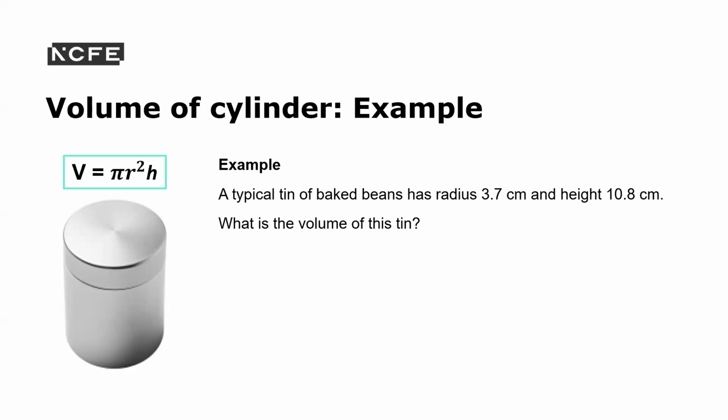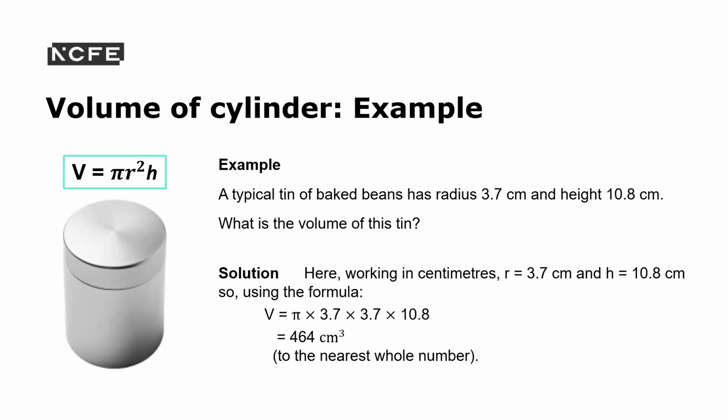Example: a typical tin of baked beans has a radius of 3.7 and the height is 10.8. What is the volume of the tin? So to work this out, working in centimeters, the radius is 3.7, that's from the center out. The height is 10.8. So therefore, it's pi times 3.7 times 3.7, because if you remember we had to square it, times 10.8 equals 464 cubic centimeters to the nearest whole number.